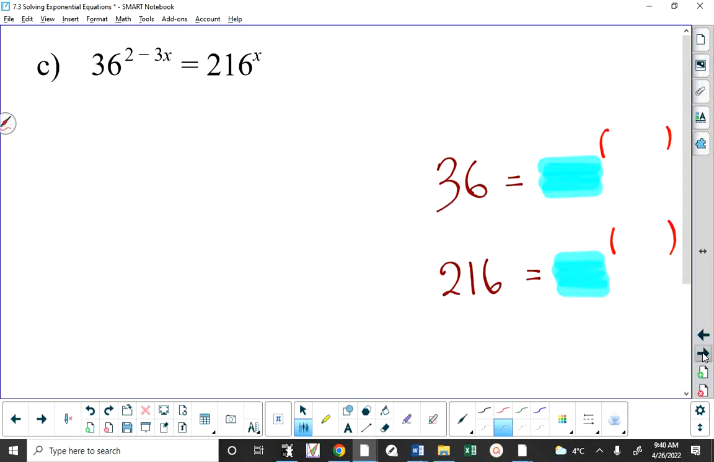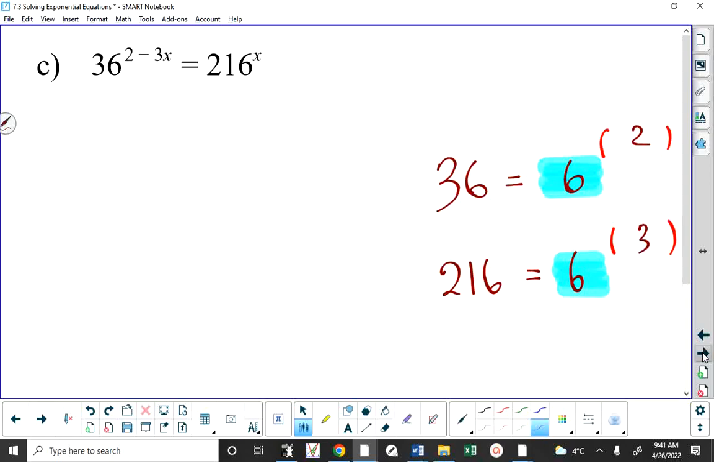How can I write 36 as a power? Well, I can write it as 6 squared, and that's it. That's all I can do with 36. I can write it as 36 to the 1, or I can write it as 6 squared. So if 36 is 6 squared, then is 216 also a power of 6? This is where you go to your calculator, and after a little bit of work in this unit, you're going to become more familiar with some of these numbers. 6 cubed is 216, isn't it? So we use our calculator to confirm that we have a common base.